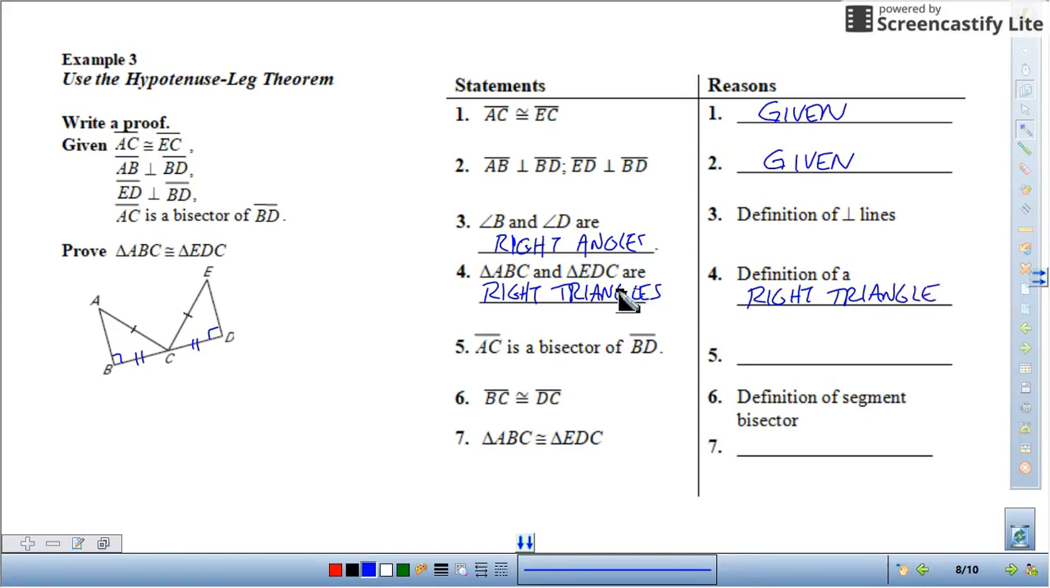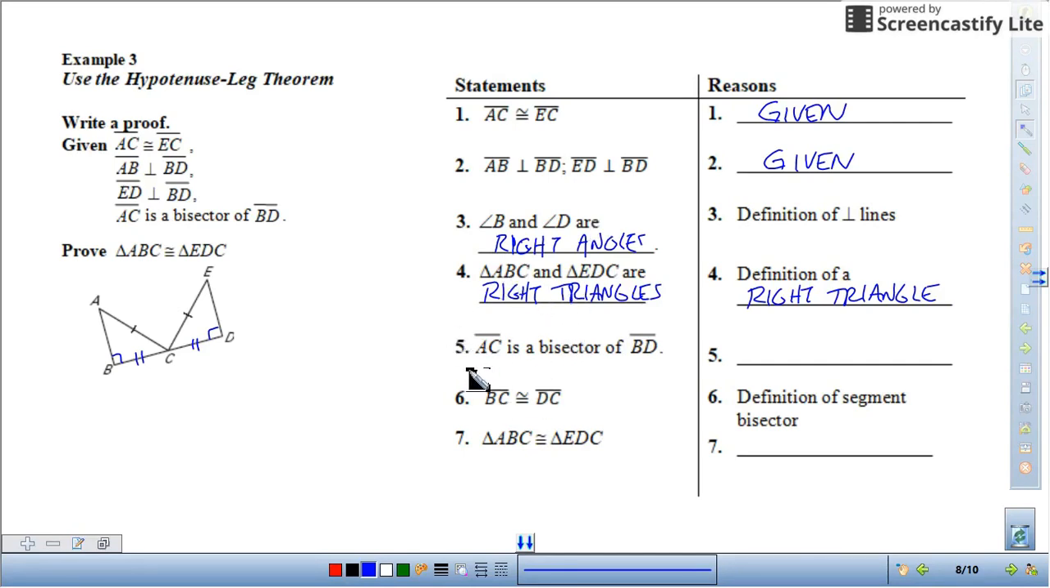So you might be wondering why that's important to say. Well, remember, our goal is to use the hypotenuse-leg theorem based on what we set up here. And in order for us to use that theorem, we have to be able to say that the two triangles we're referring to are right triangles. That was one of the original stipulations we had to have. So we have to include somewhere in our proof that we have right triangles.